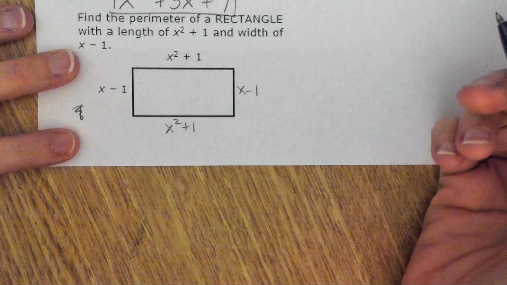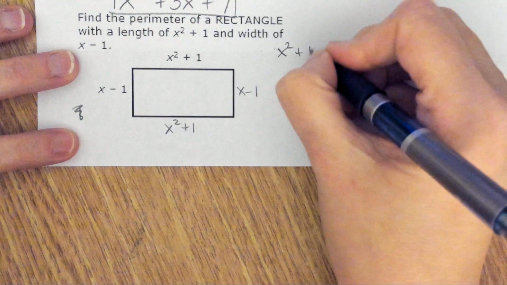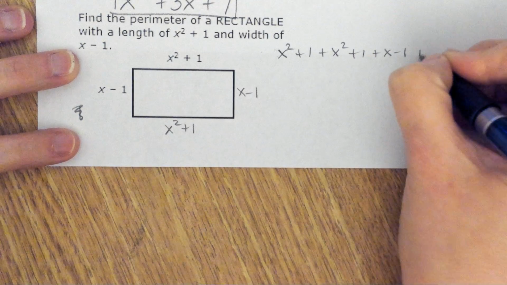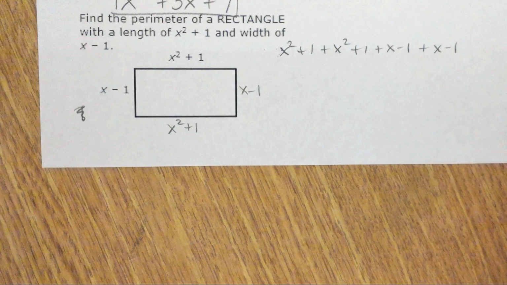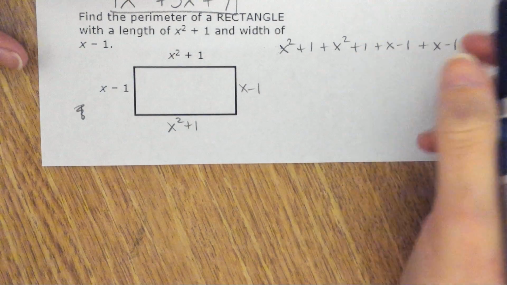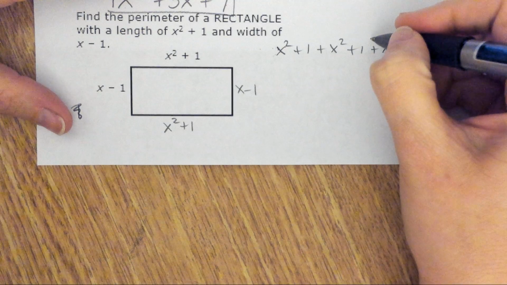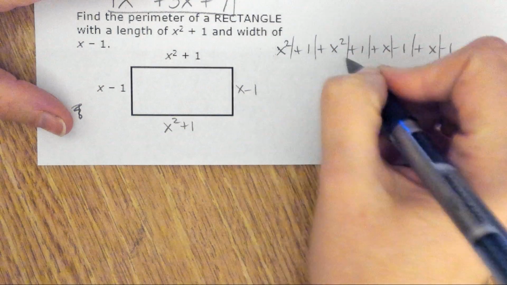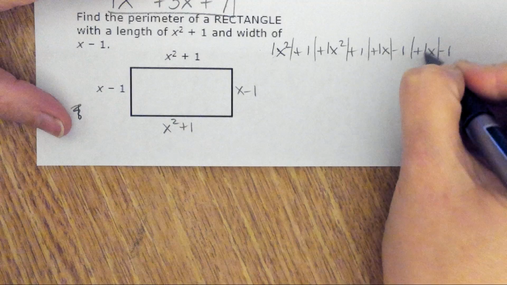Now, there's a couple of ways you can do this. You can do this the traditional way where we do x squared plus 1 plus x squared plus 1 plus x minus 1 plus x minus 1, because we're finding the perimeter, which means add all the sides. Let's just do it that way. It's easiest that way, okay? We put up our walls. Okay, and then I'm going to put ones in front of all these. Ooh, boy, there's a lot going on there.